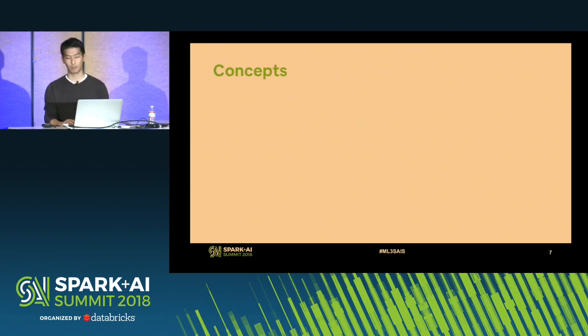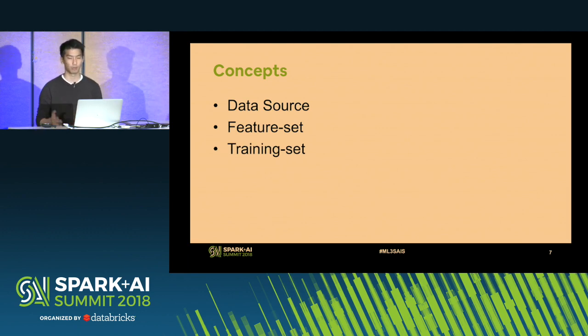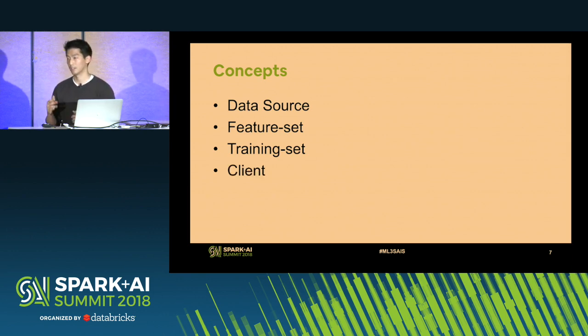So some of the concepts that we will focus on are the data source, just where the data is coming from, the input source; the feature set, so after getting that raw data, after data munging that raw data, what is the feature set like? How is it stored? How is it shared? The training set, the set that you've chosen to use for training your model. And then finally, a client, right? We have a Java-based client that can be used to fetch all the features.